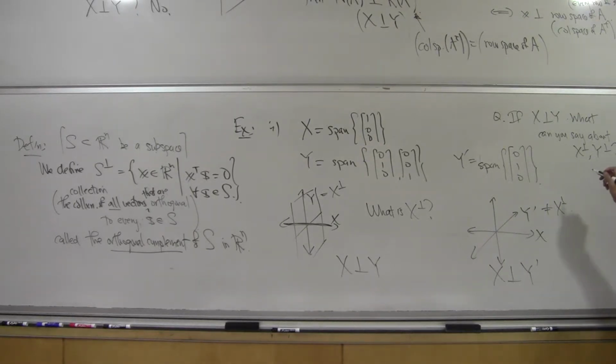It tells you that x is a part of y perp, because you don't know that they're all... the example before, we know that x and y were perpendicular, but y didn't cover all of it. So does it tell you that x is in y perp? X is in y perp, and y is in x perp. And that's it. That's all you can say. Exactly.